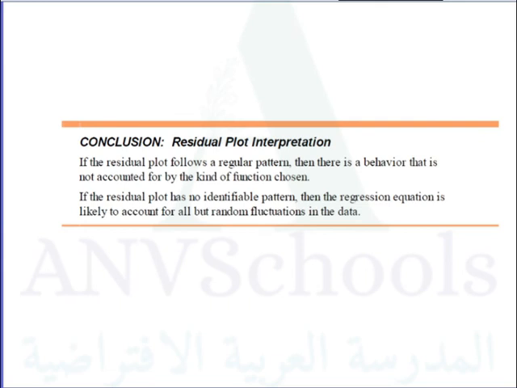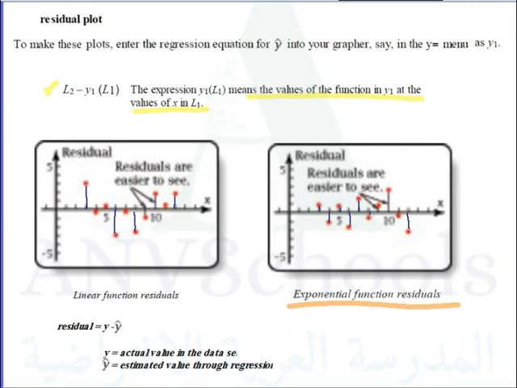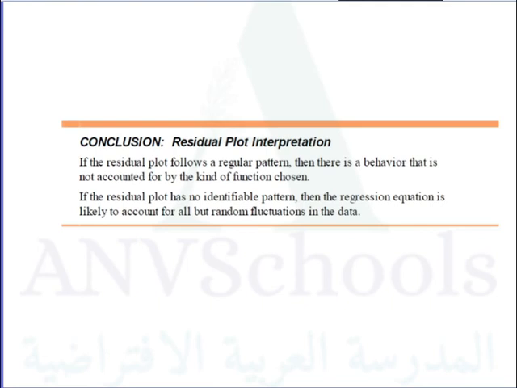If the residual plot has no identifiable pattern, then the regression equation is likely to account for all but random fluctuations in the data. So if there is no identifiable pattern, then the regression equation accounts for everything except random fluctuations in the data. Meaning that it could be a linear regression or an exponential regression, right? So that is what the residual plot interpretation is all about.